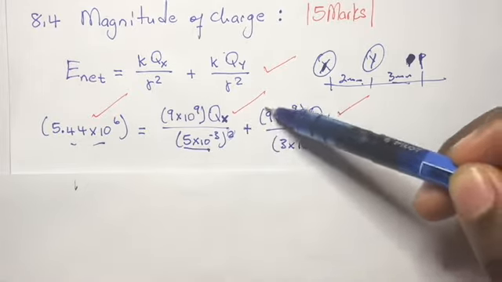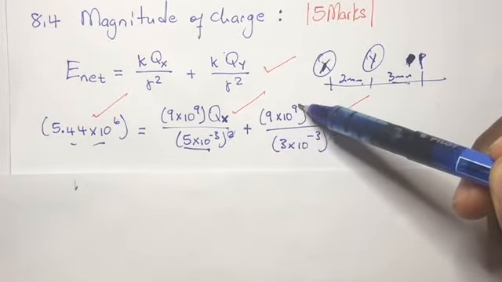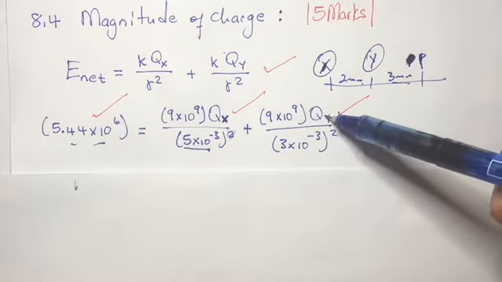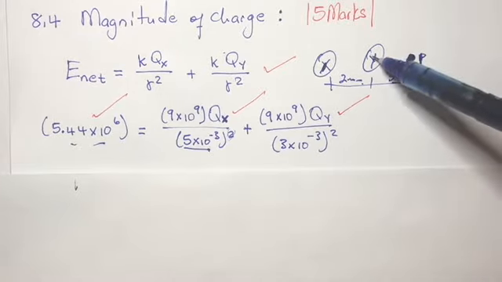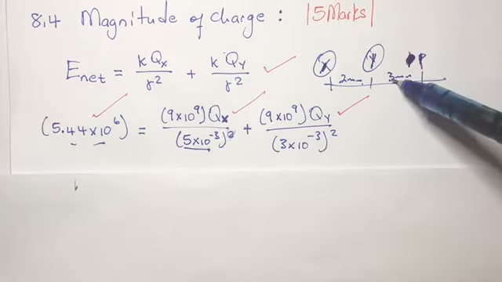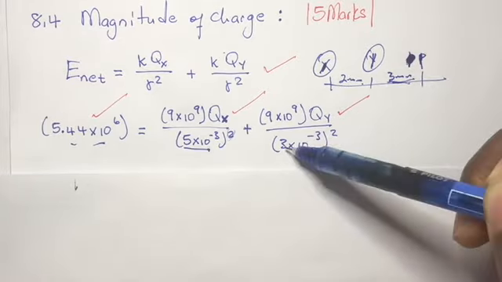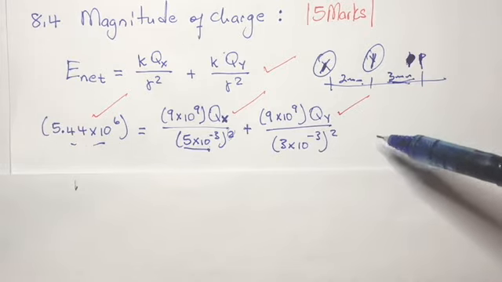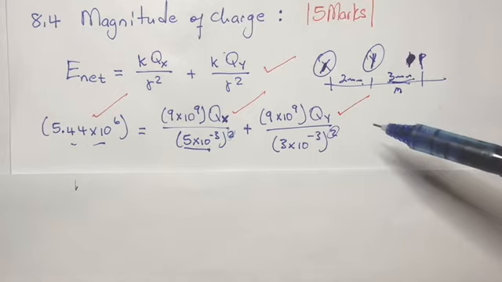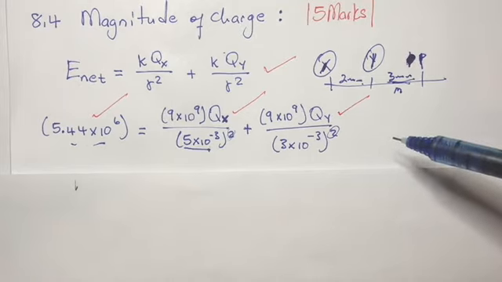So it's plus 9 by 10 to the power 9 and QY. That means we'll use the distance from charge Y to that point. So it's given as 3. So it's 3 by 10 to the power minus 3 to convert it to meters. And also remember to square.